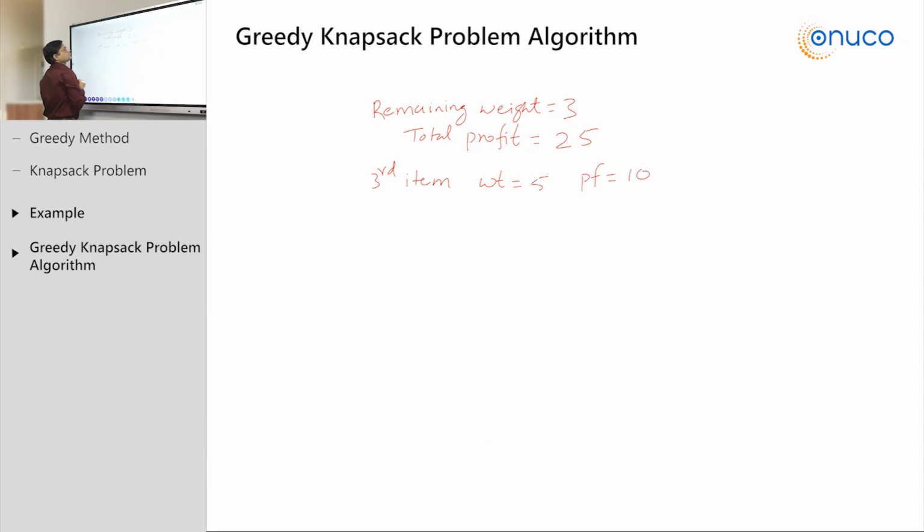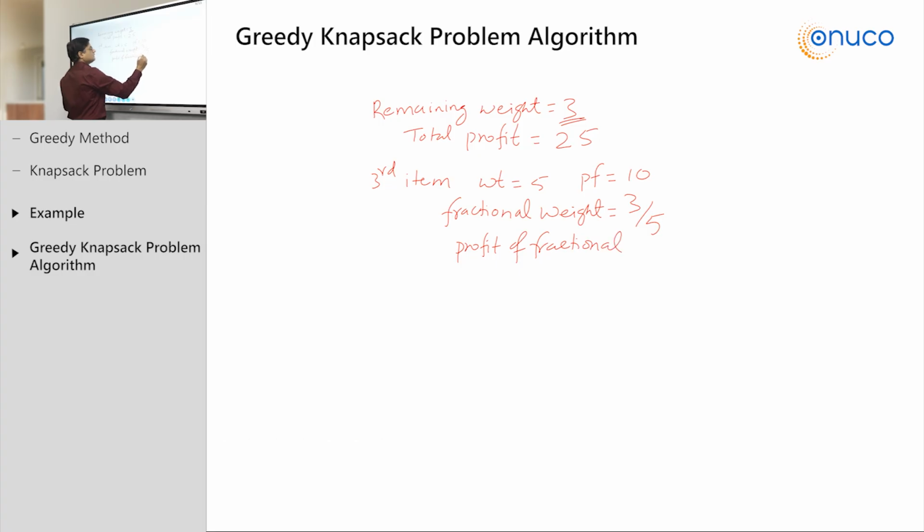Weight of the item is 5 and profit is 10. All of you please concentrate. We have only 3 kg of weight left. So for this 3 kg you are going to find the fractional weight, how much weight you can select. So out of 5 you can select 3. So the fractional weight we are going to compute. So out of 5, 3 kg means, can we write 3 divided by 5? Yes. In that case, what will be the fractional profit?